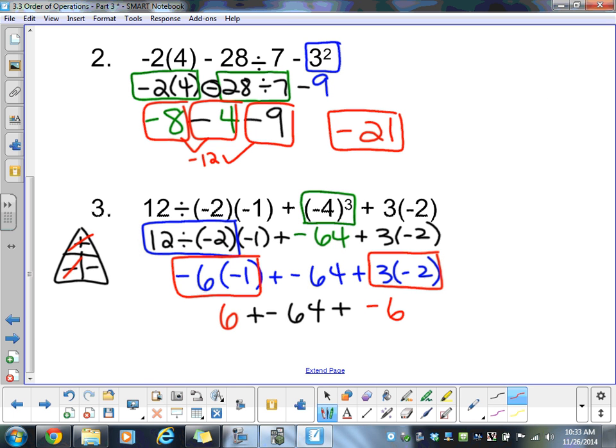All right, now when I look at this, I actually notice that I have a 6 and a -6. I have a +6, 6 good guys, and I have a -6, 6 bad guys. What happens when you have the same amount of good guys and bad guys? They cancel each other out. So those bad guys take out those good guys. So all we're left with here is a -64 as our final answer.